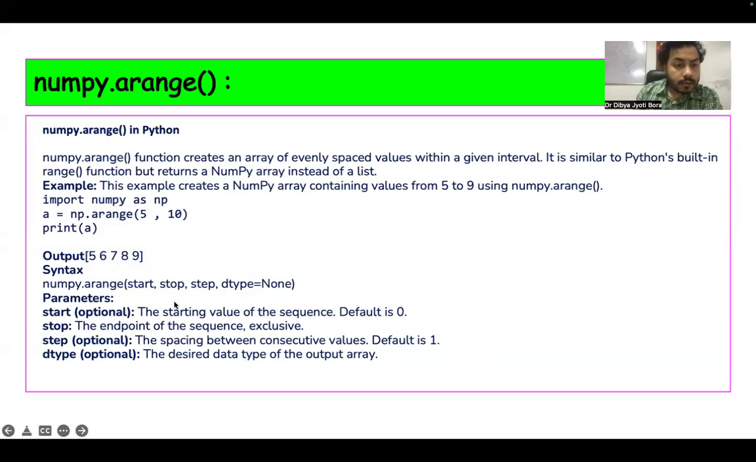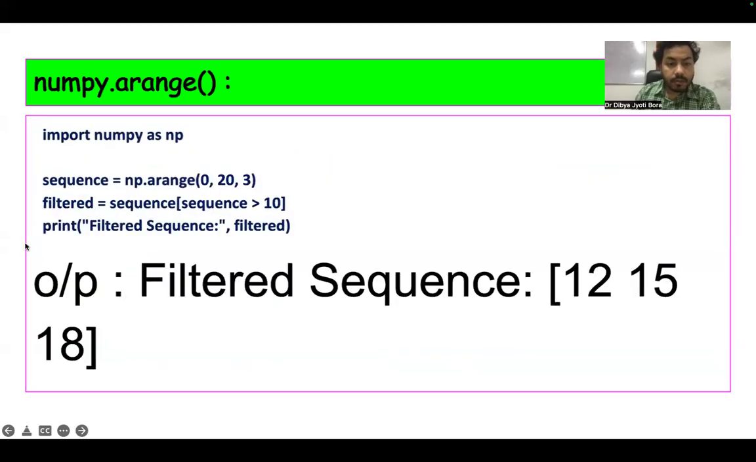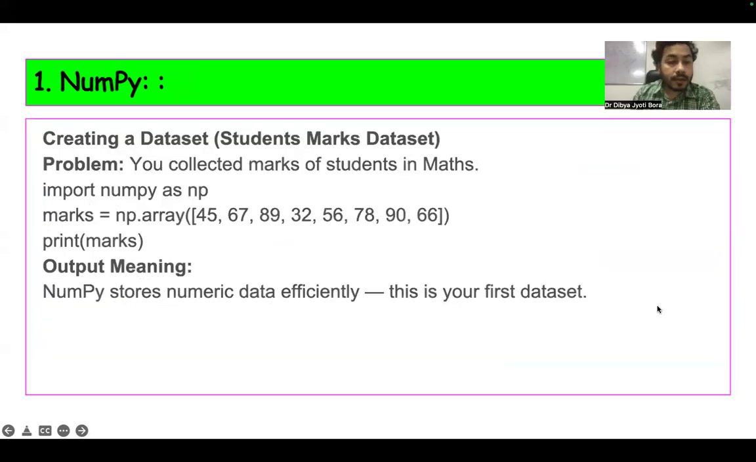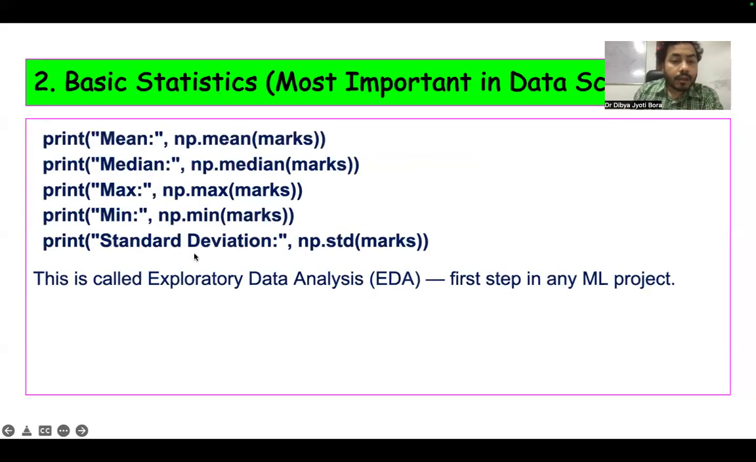A few important functions that we have discussed in the last class inside our NumPy. We discussed about ND array, right? We have created one simple data set that is np.array, this many values, and we have printed the values, right? So this is clear, and then we discussed about the mean, median, max, min, standard deviation, right?